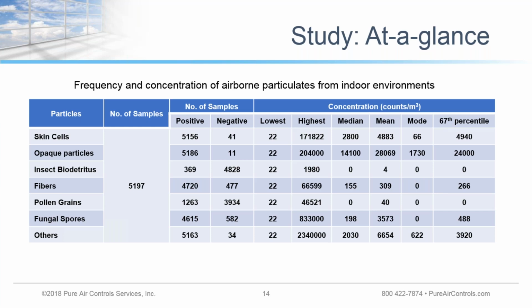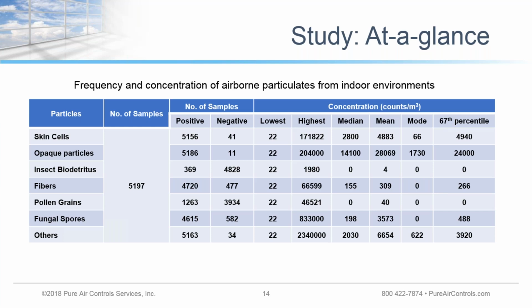So this is one of the very predominant particles in the building. Let me compare real quick with the fungal spore. For the fungal spore, you see that only 4,615 samples are positive and about 582 samples are recorded negative. But the value of the skin cell on average is much lesser in terms of skin cell. It is 3,573.